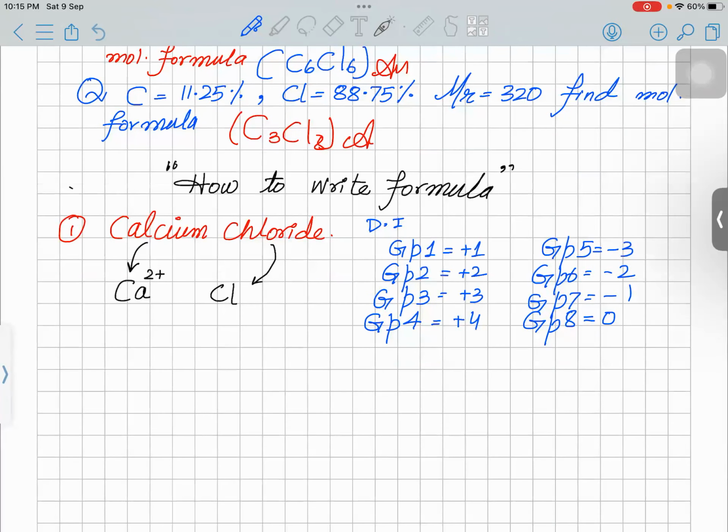Now can you tell me the charge on chlorine? Minus 1, sir. Minus 1. Now write it again. Write this number as a suffix for chlorine, and write this number under calcium. So here you have 1, here you have 2. So the formula is CaCl2.